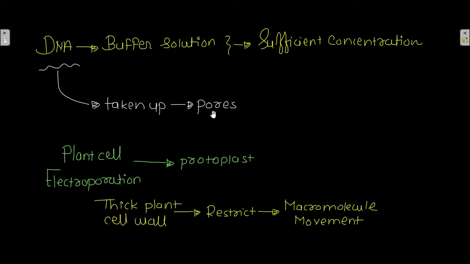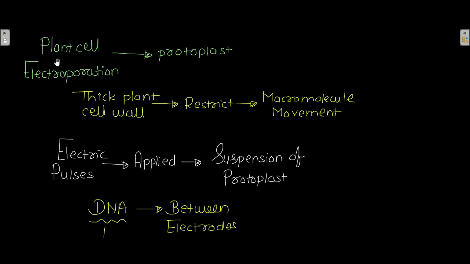Okay, so you have to make sure that enough DNA is present in your buffer solution while doing electroporation. If the DNA is there in sufficient quantity, then through the pores, the DNA will be taken up by the cell. Now, plant cell electroporation utilizes protoplast, because a thick plant cell wall will restrict macromolecule movement.